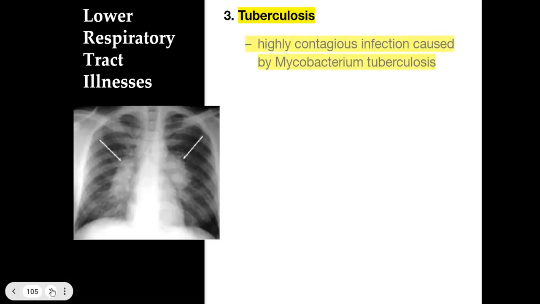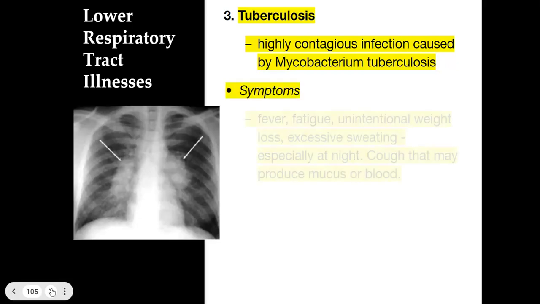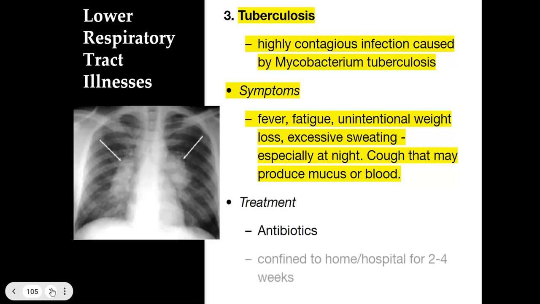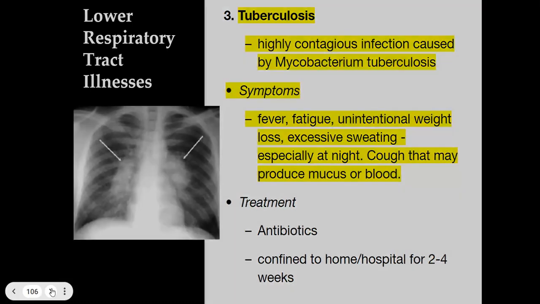For TB, it is highly contagious. It's caused by Mycobacterium tuberculosis, meaning it's a bacterial infection. The symptoms are fever, fatigue, unintentional weight loss, excessive sweating, especially at night, and a cough that may produce mucus or blood. That bloody cough is definitely your key there, that this could be TB. Along with the other symptoms, though, remember we discussed that sinus infections can cause you to cough up blood as well if it's been there for a long time, and that's just from irritation.